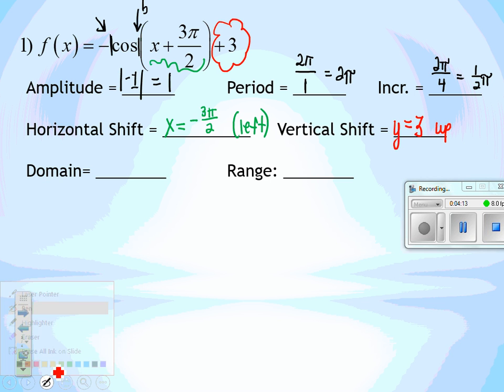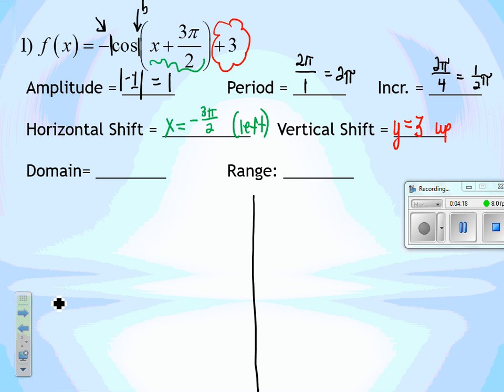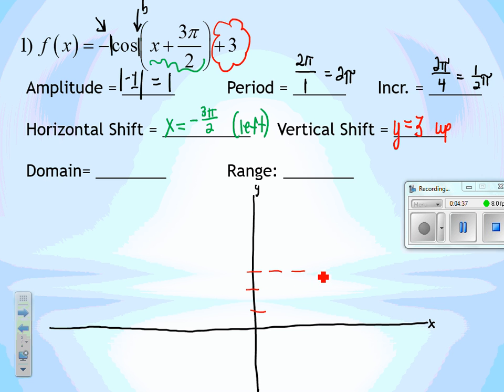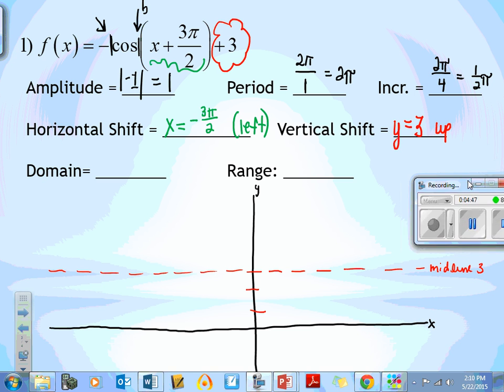All right, let's take out my pencil and make my x and y axes. There's my x-axis, there's my y-axis. I'm going to do my midline first. I'm going to go up 3. There's 3. There's my midline, and I'm going to label that my midline. I'm going to move this out of the way.